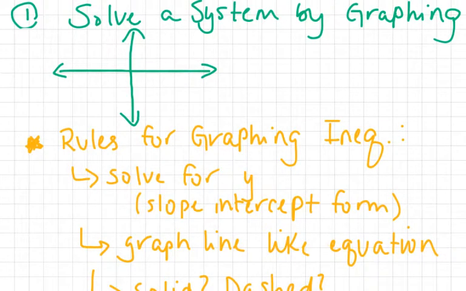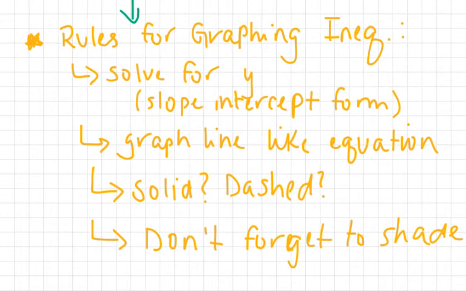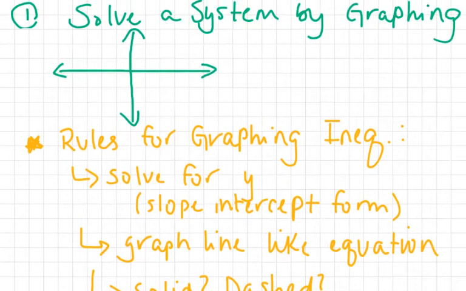I want to solve a system by graphing. So remember the rules for graphing an inequality. Solve for y, or put it in slope-intercept form. Graph the line like an equation. Is it solid or dashed? And then don't forget to shade. Now remember, we're solving an inequality.